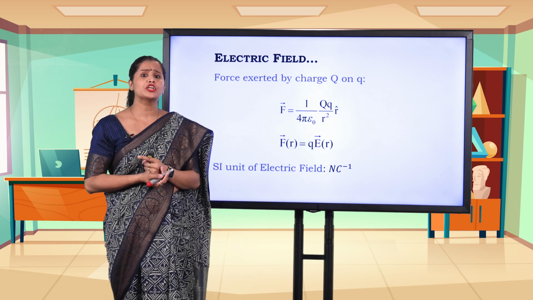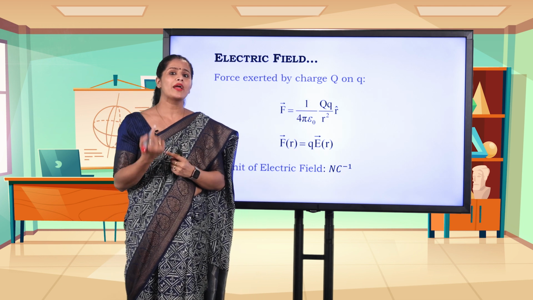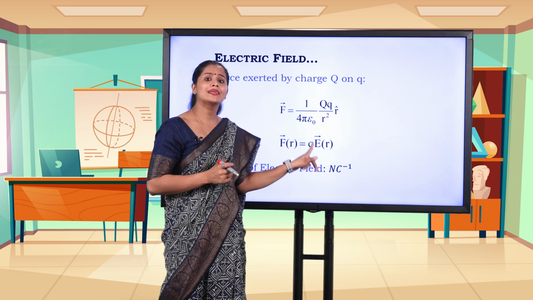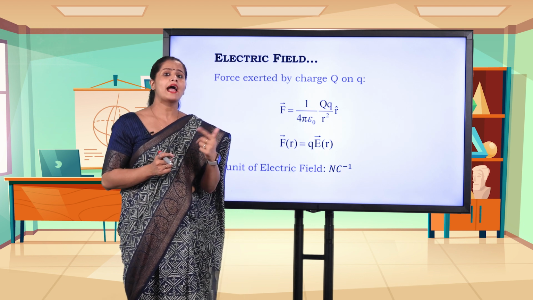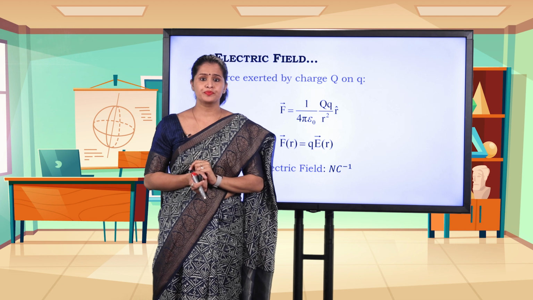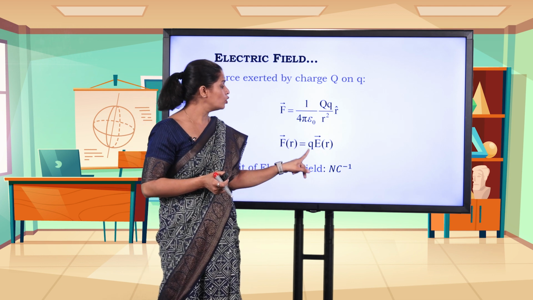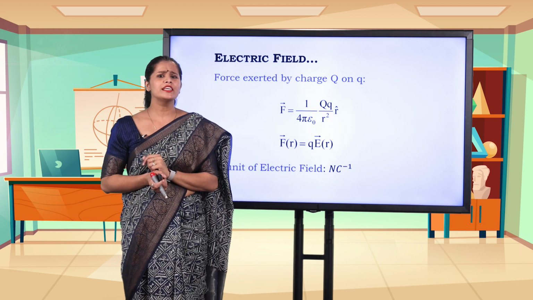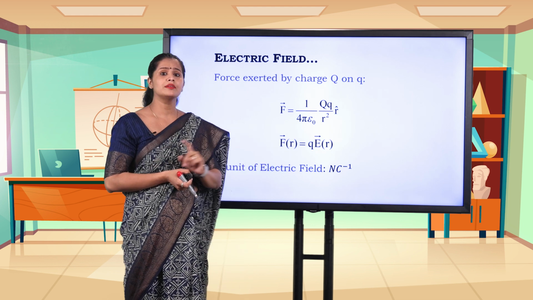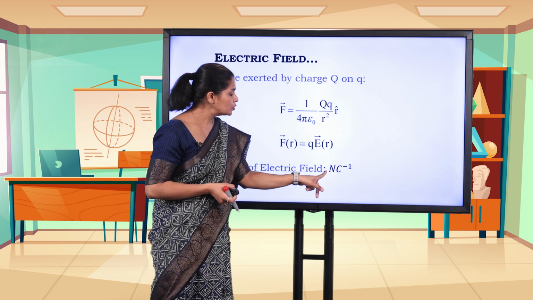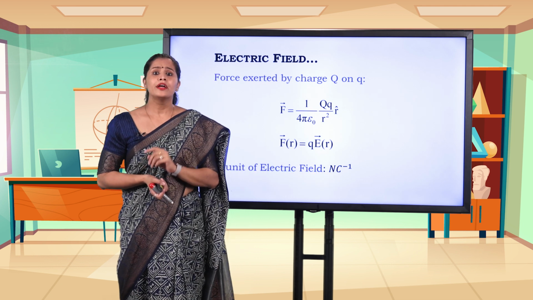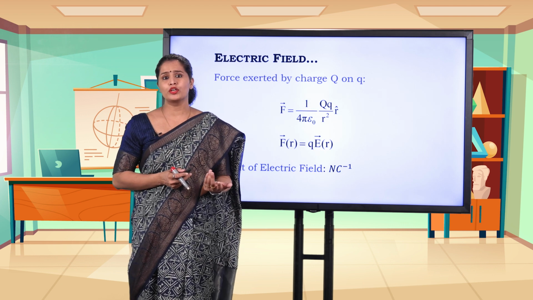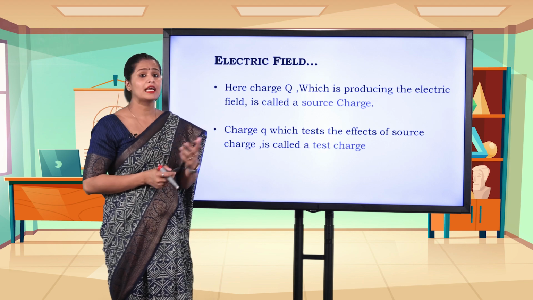If we denote the position of charge small q by the vector r, it experiences a force F equal to q multiplied by the electric field E at the location of charge small q. So, F(r) will be equal to q into E at that position r. Can you find out the SI unit of electric field from this equation? Yes, it will be Newton per coulomb. So, you now think of the name we give to charges capital Q and small q. Let's see that in the next slide.